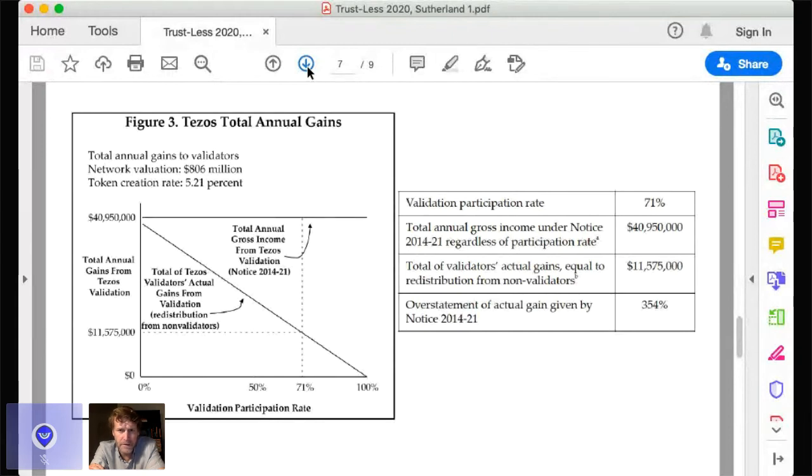If we approach it from the IRS perspective, what this chart shows is the total income there at the top. I did this based on the statistics of an $800 million network value and a token creation rate, which is approximately correct for the time of writing, of a little over 5%. And what the IRS is going to see is total annual income from the maintenance of the Tezos network at about $40 million. Now, that's not the actual gain, and as we see here, I've calculated it for the data at the time I wrote this with a participation rate of about 71%. The actual gain that would be received by validators would be only about $11 million.